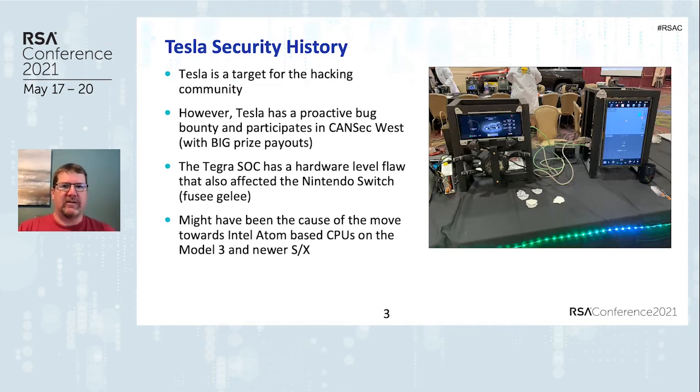But the original one, the Tesla that I actually did the work on, had the SoC, the main display that you see on the right in this image. It actually has a hardware level flaw that was the same one that affected the Nintendo Switch. So that was the one that allowed the bootloader to be updated and hacked. And that's one of the big reasons that Tesla moved to the Intel Atom-based CPUs on the newer cars, the Model 3 and the newer S and X.